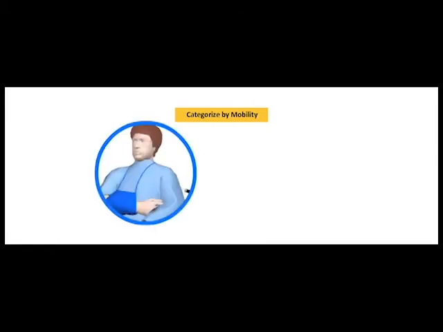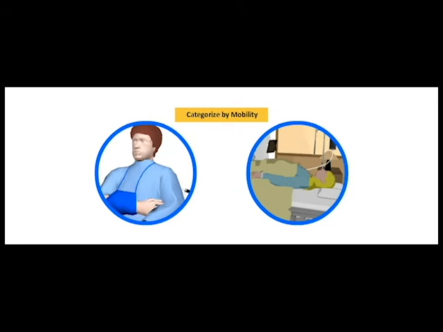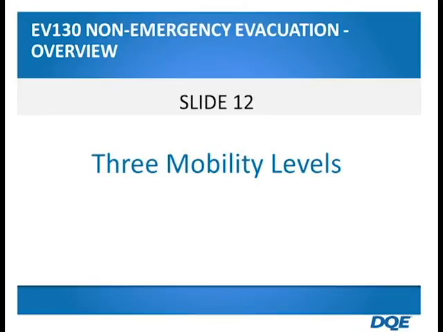For example, a patient in a wheelchair requires only 1 staff member to move them from their room to the holding area on their floor. An ICU patient, on the other hand, will require several staff members to move the bed, ventilator, and assorted IV pumps.